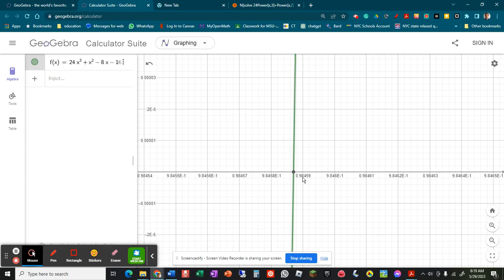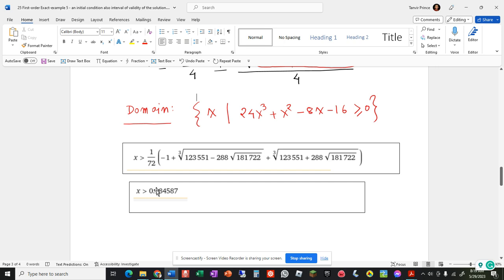At least it is correct to 3 decimal places, actually 4 decimal places for sure, right? Because it's between 0.9845, and I also have it here 0.9845. So at least the 4 decimal places is correct, 0.9845. And look at our answer here. I do have 0.9845, right? The first 4 decimals, we can get from GeoGebra. So that's another way of getting the answer.